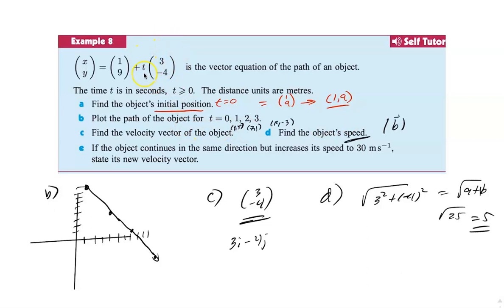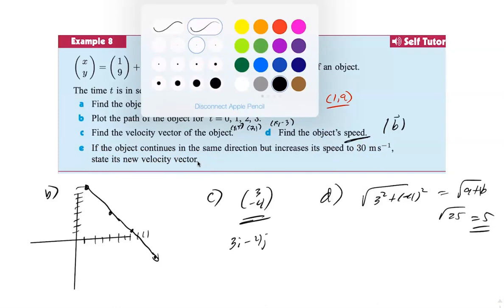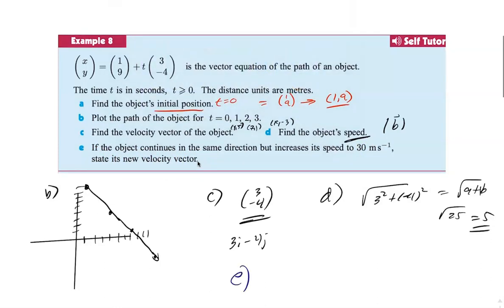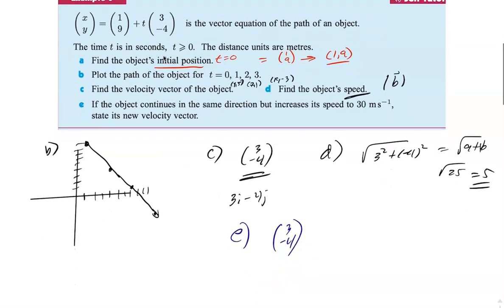The speed is 5. If the object continues in the same direction but increases its speed to 30 meters per second, say its new velocity vector. So what's going on here is this. Our current velocity vector is this guy, 3, negative 4, from up there. But we know this has a value of 5, right? We just figured out the speed of this guy is 5. I want a speed of 30.